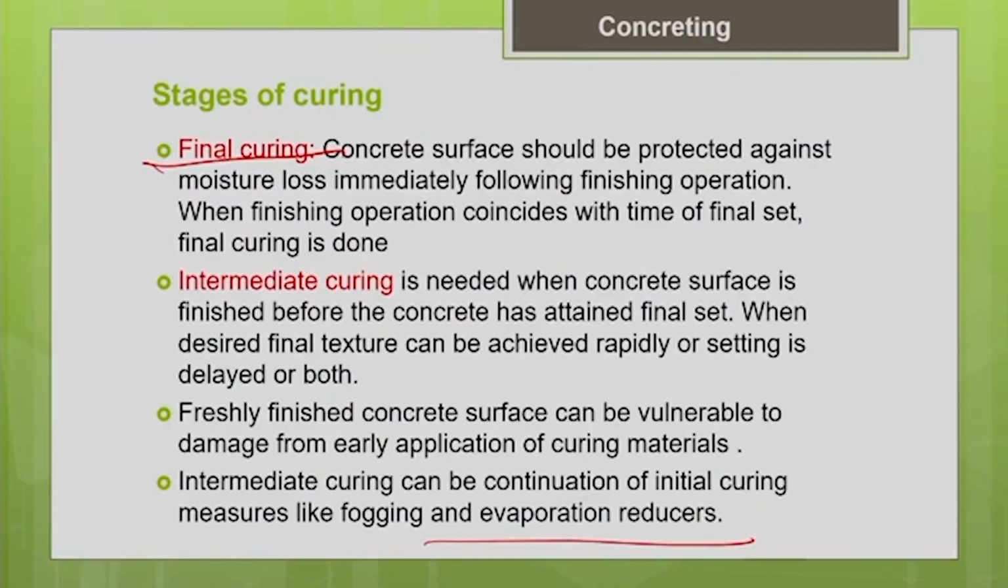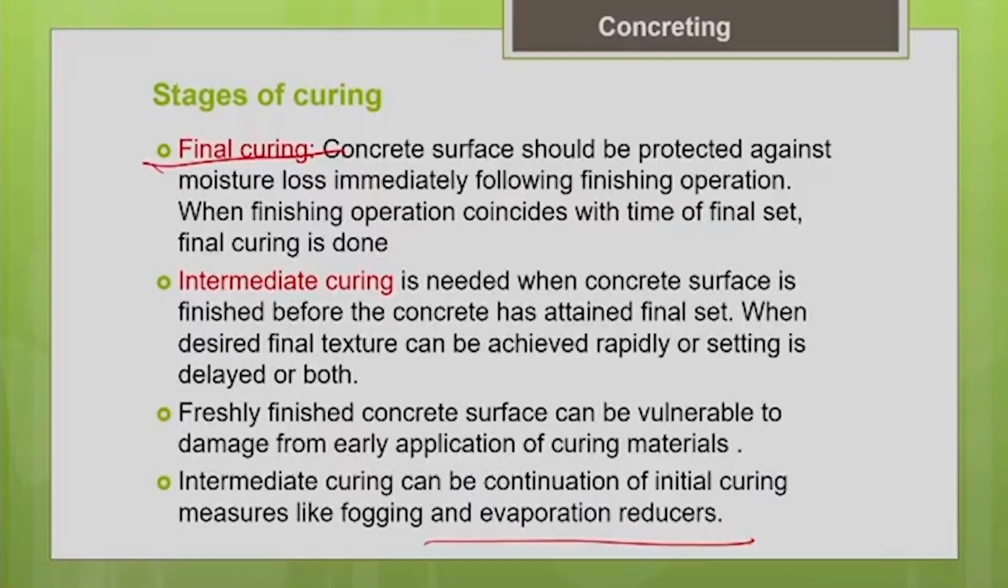The same initial curing that you did, you can just continue the same fogging method, or you can spray the water evaporation reducers. You can continue those till the concrete attains its final set, because only after the final set is it advisable to go for final curing methods like application of water. Till that time you continue with the initial curing and call it intermediate curing. That is why I told you we do curing in stages depending upon the environment requirement and the concrete composition. It is not just one step.